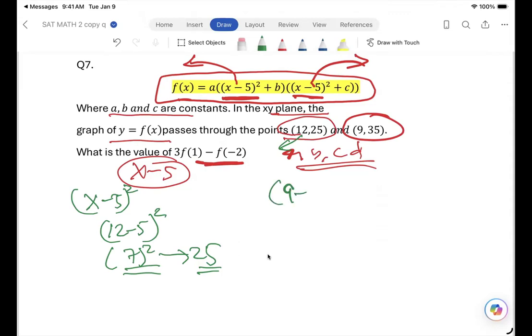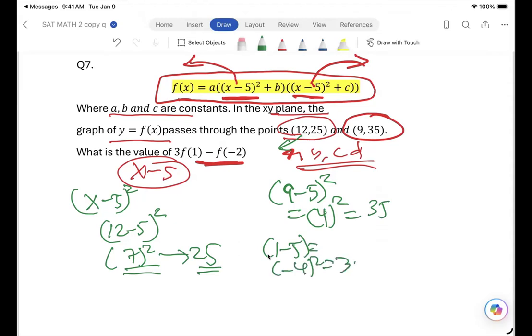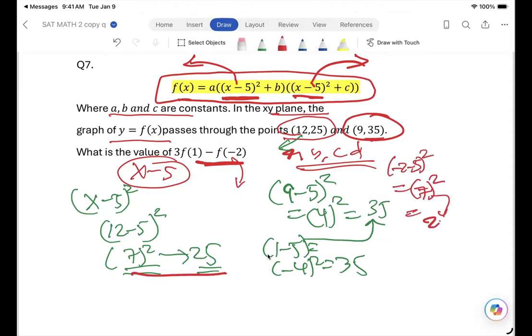I have 9 minus 5, which is x squared. So 4 squared should give me 35. Look at 1. 1 minus 5 is equal to what? Minus 4 squared, 35. That means 1 should give you 35. Same thing. If you have minus 2, minus 2 minus 5, it gives you what? Minus 7 squared. Right? That means 25. So this will give you 25. That means f of 2 is 25, f of 1 is 35. And then you solve the equation.